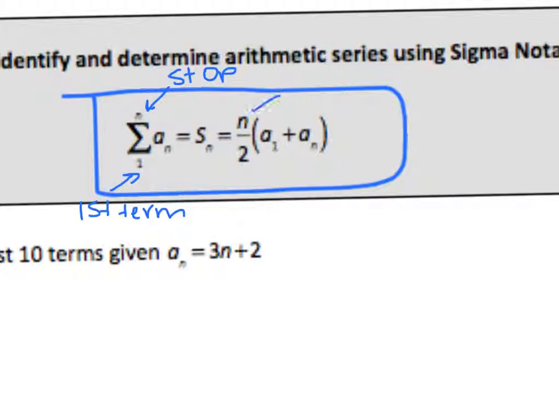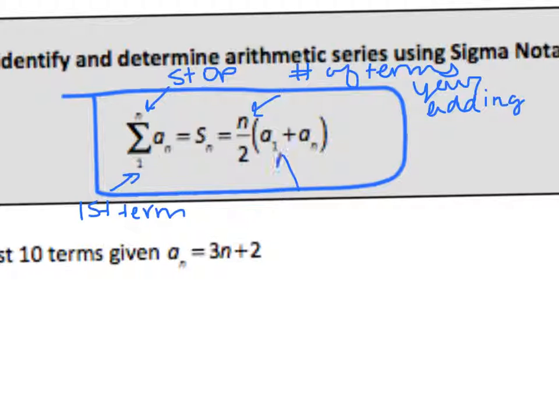This n is the number of terms you're adding. So if you're going from 9 to 1 or 1 to 9, that's going to be 9 terms. If you're going from 0 to 10 or from 10 to 2, that's different. So we're going to talk about that too. And then a sub 1, you're familiar with that. That's your first term. And a sub n, that's the stopping term.